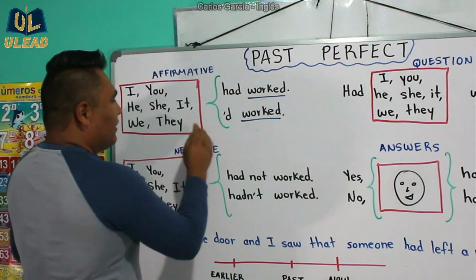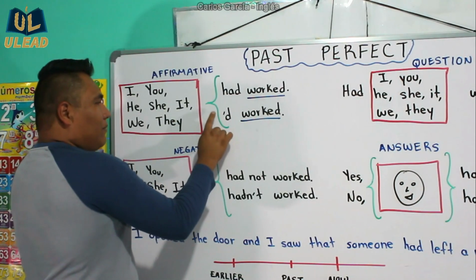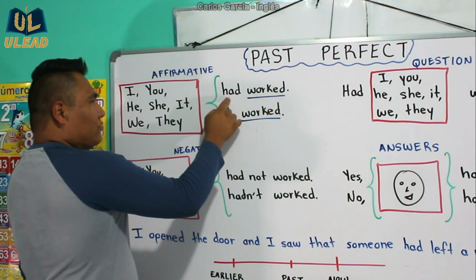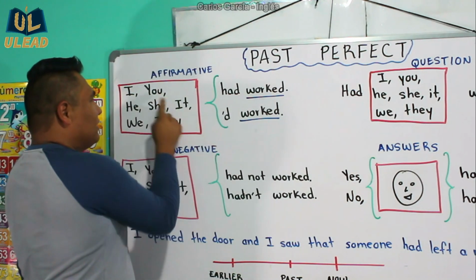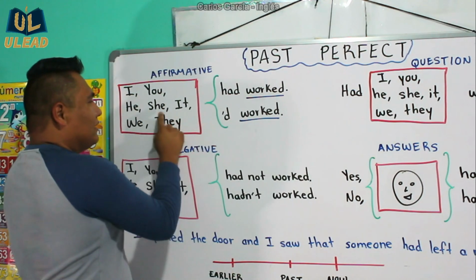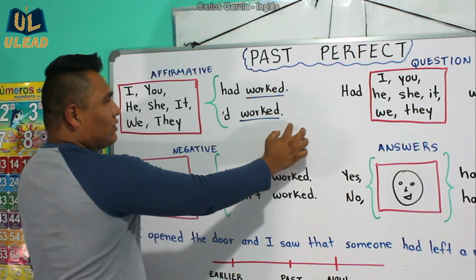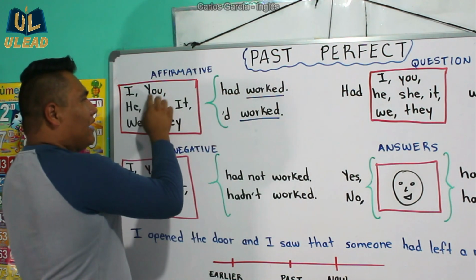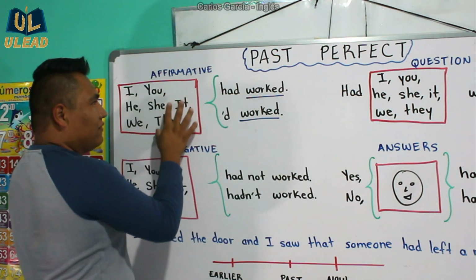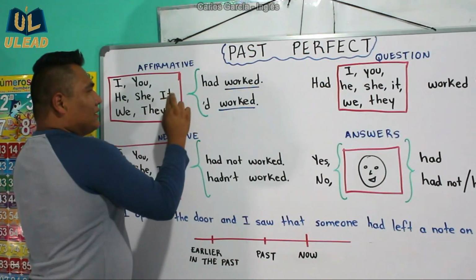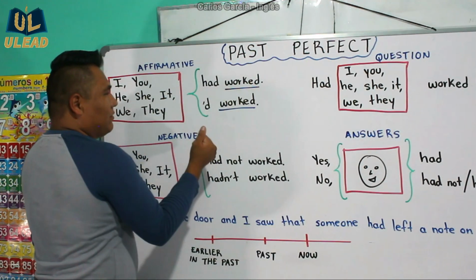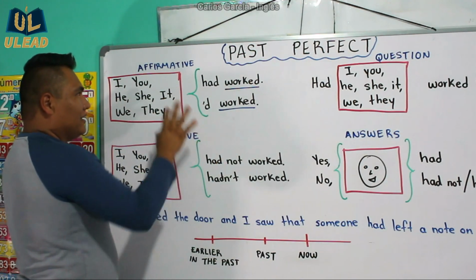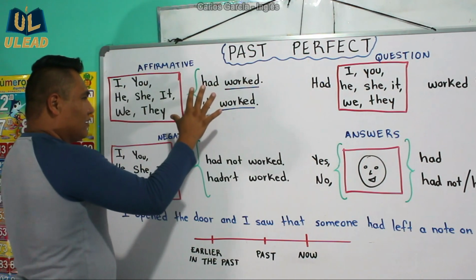Well, I also want to point out that we use the apostrophe D for contraction. For example, I'd, you'd, he'd, she'd worked, okay? So the structure here is very simple. I, you, he, she, using any of the subject pronouns, plus had and the participle form of the verb. And that's it. That's all about the affirmative structure, okay?